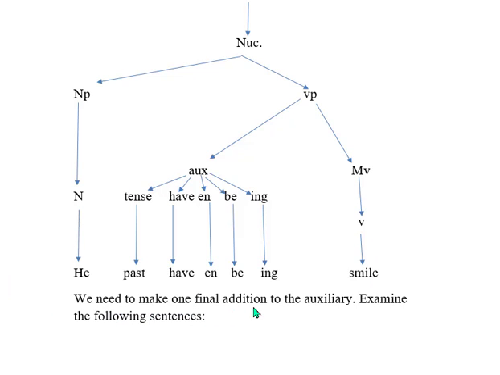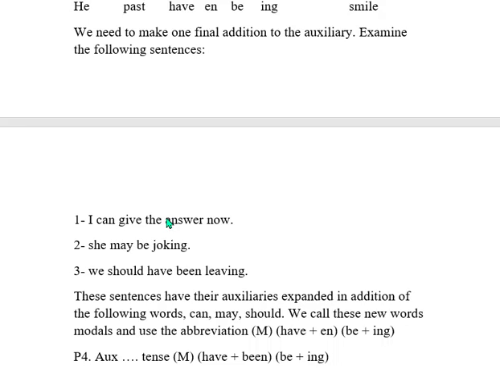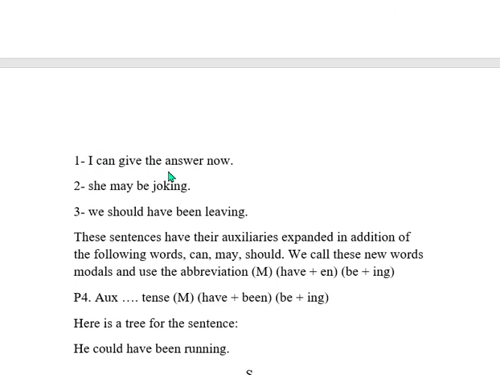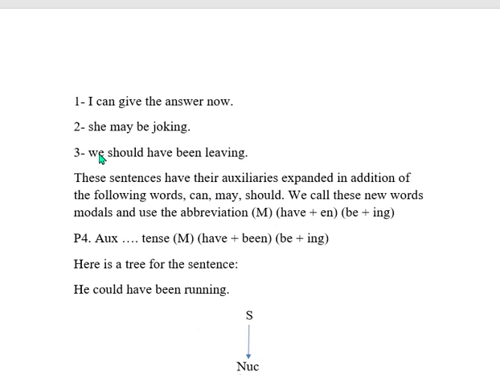We need to make one final addition to the auxiliary. Examine the following sentences. I can give the answer now. She may be joking. We should have been leaving. Let us see what there is in all of these sentences. These sentences have their auxiliaries expanded with the following words: can, may, should. We call these new words modals and use the abbreviation M for modals.